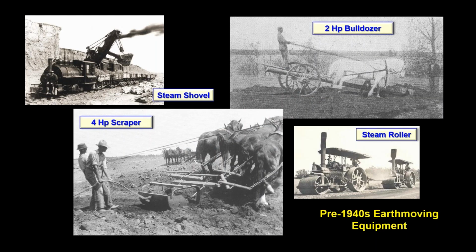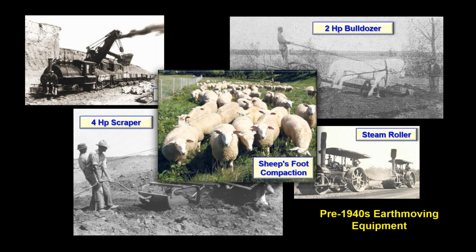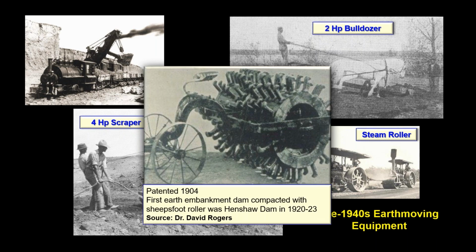So why is that? Well, if you look at how dams were built before World War II, you could see a 2 horsepower bulldozer, a 4 horsepower scraper. And then we had a little bit more modern equipment, steam shovels and steam rollers. And then when we needed to compact, we used sheep's foot compaction. Just a little interesting statistic here. This was patented in 1904. The first sheep's foot roller was meant to replicate that same compaction from sheep passing over a fill layer. And the first dam to use this was in 1920 to 23, and that was Henshaw Dam.